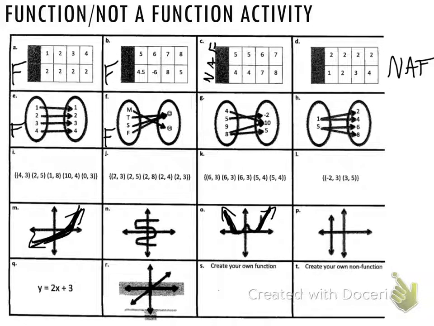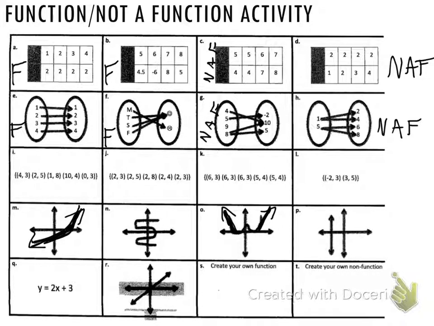What about G? Function, not a function. Not a function. What's my repeating x value here? 8. So not a function. And H? Not a function. 1 is repeating as well as 5. Any questions deciding if a mapping is a function or not a function? We good with those?